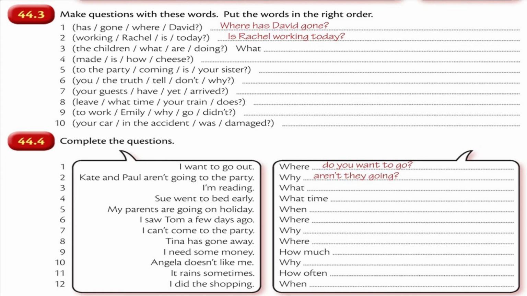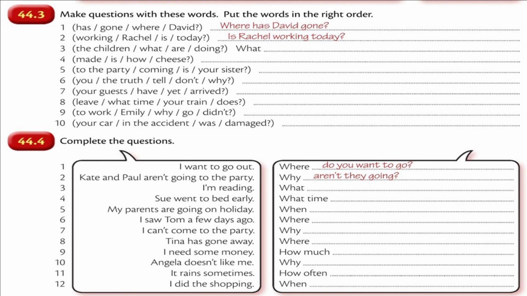Number 5. My parents are going on holiday. When are they going on holiday? Number 6. I saw Tom a few days ago. Where did you see him? Number 7. I can't come to the party. Why can't you come to the party? Number 8. Tina has gone away. Where has Tina gone?